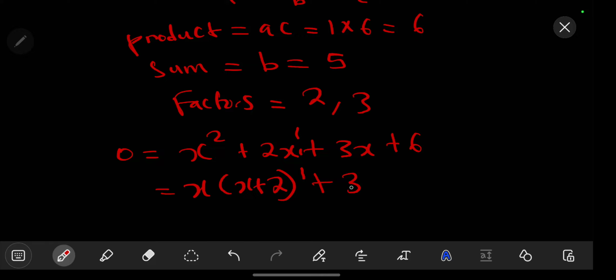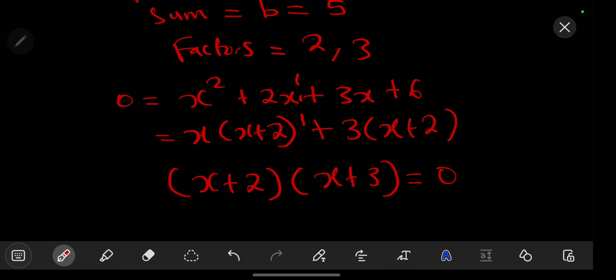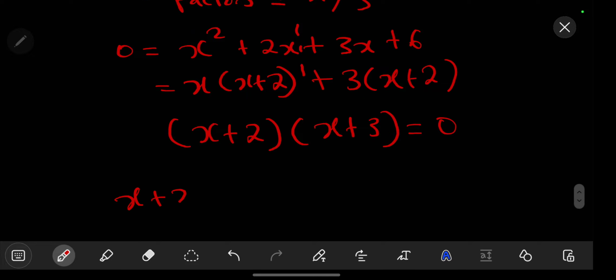Then we have plus 3 is common between 3 and 6. We are going to remain with x plus 6 divided by 3, which gives us 2. So we are going to have x plus 2 in one bracket, and the other one is x plus 3, which should be equal to 0. Then x plus 2 should be equal to 0, or x plus 3 should be equal to 0.